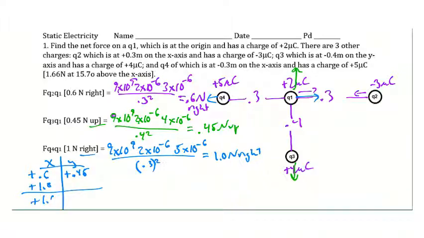We're simply going to add them up. I get 1.6 on my x and 0.45 on my y. So when I sketch those, I get 1.6 and I get 0.45. So I just need to use Pythagorean theorem to find the magnitude.